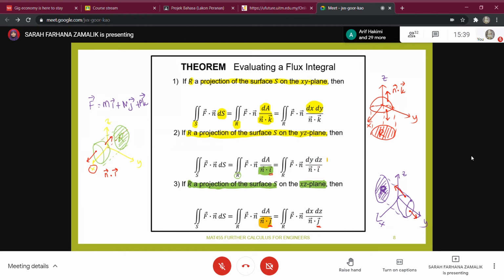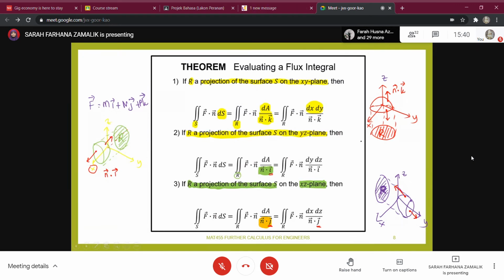So once again, dy dz here is not about the order, okay? It can be dz dy or dy dz, up to you, whichever is easier for you to evaluate. Same goes for dx dz. It can be dz dx or dx dz, up to you. Or it can also be r dr d theta.